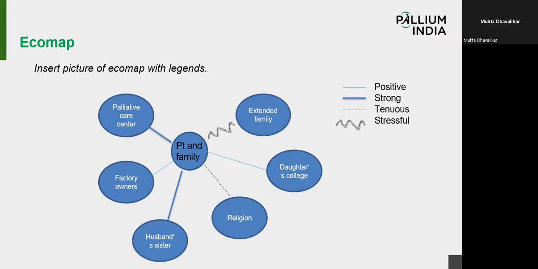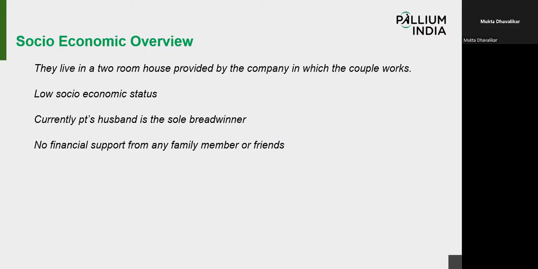There is a stressful relation when it comes to the extended family. Some of them are still not on talking terms. There is a tenuous relation between the patient and the religious organizations, given that it's an interreligious marriage. Since then, they have not really followed any particular religion or any particular kind of rituals, etc. They have a very strong relation with the husband's sister, that is this daughter's paternal aunt, as I already mentioned, and with the palliative care center as well, and they see it as their primary support system.